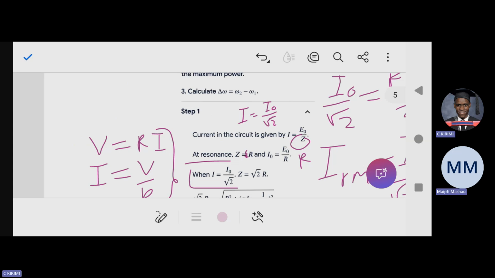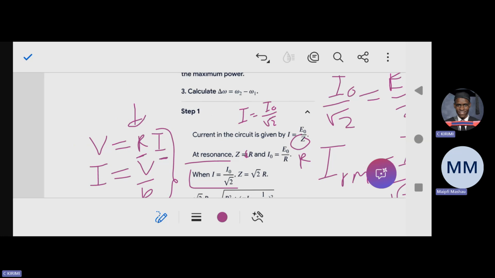And the relationship between current and resistance? Resistance and current, they are inversely proportional. The R and I are inversely proportional. And then the V and I, they're directly proportional.